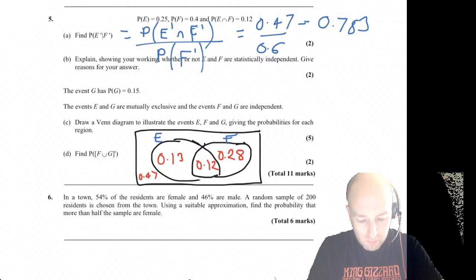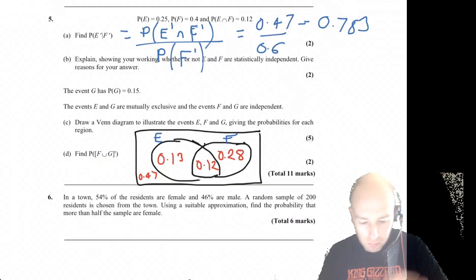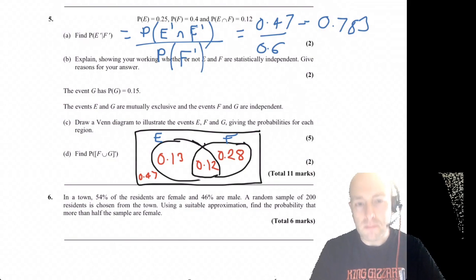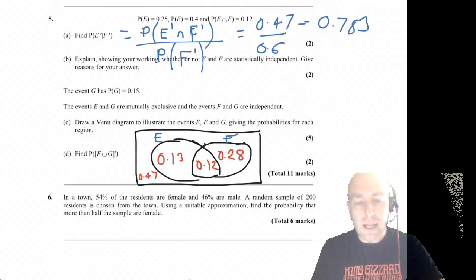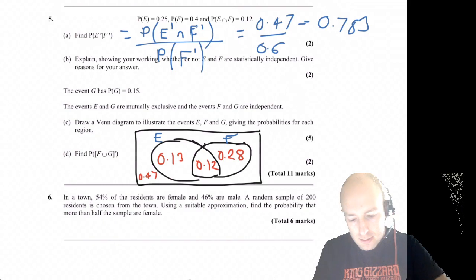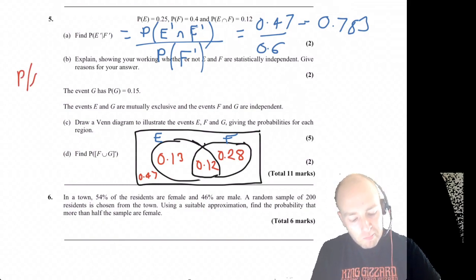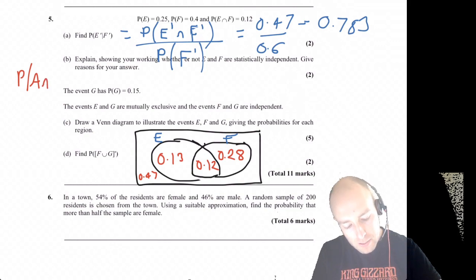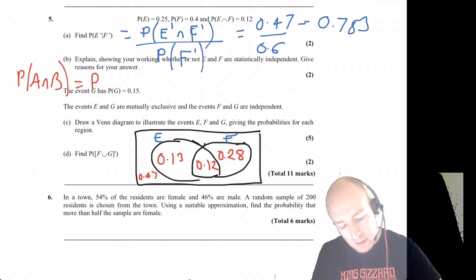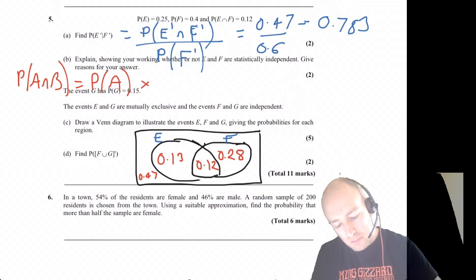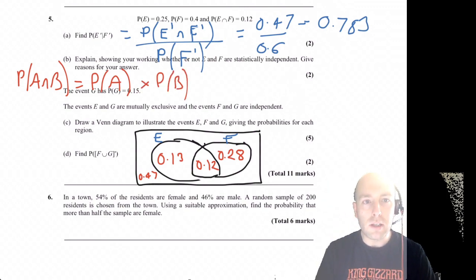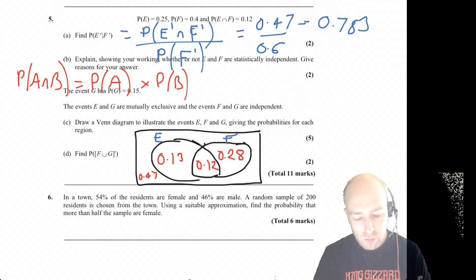Right, okay, cool. So that's part A done. Explain, showing working, whether or not they are independent. Okay, so there's a couple of ways we can test for independence. I'd say the main way is to use probability of A and B is probability of A times probability of B. And we can do that just looking at the bits they've given us. So if that's true, they are independent.